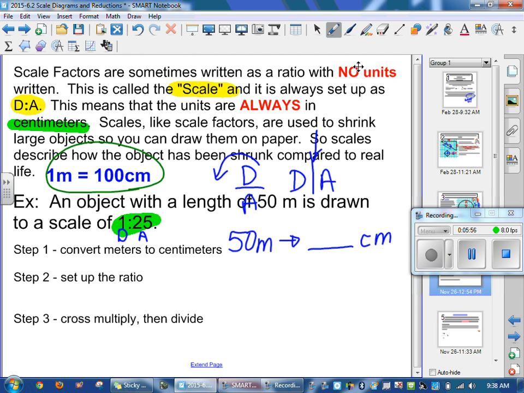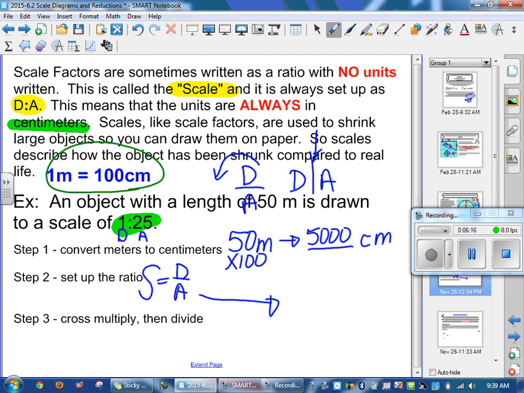5,000. All you're doing is timesing it by 100. So you're going to get 5,000 centimeters. Now it tells us to set up our ratio. Our ratio is just our S equals D over A. Okay, that's what this is. S equals D over A. So we're going to set that up now.